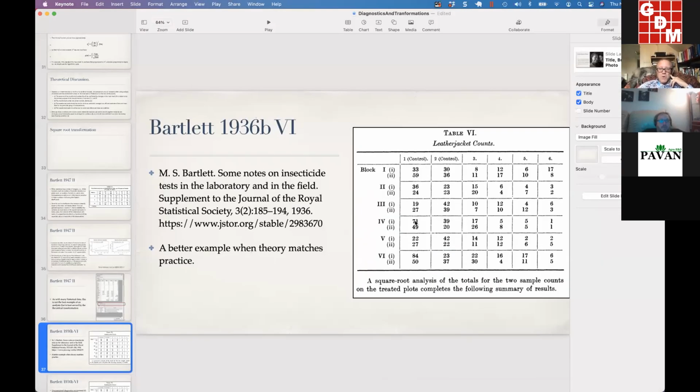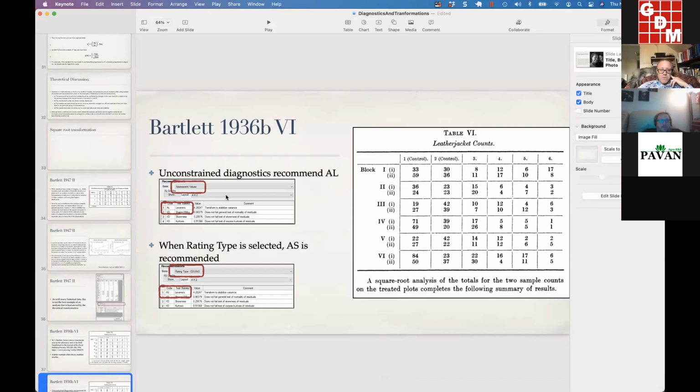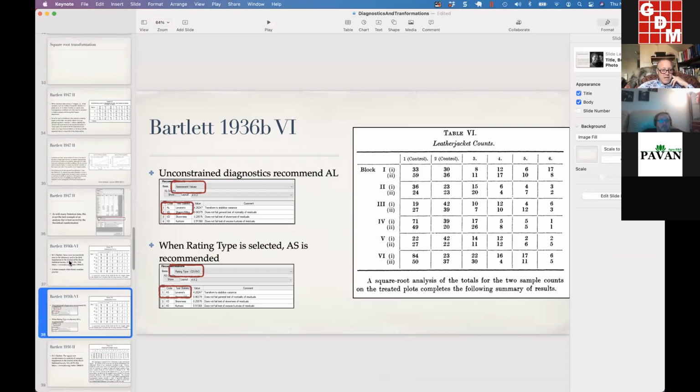So this is one where these data should be transformed, and the square root transform is the theoretically best transformation. So again, unconstrained values recommends we use AL, the rating type selected AS.